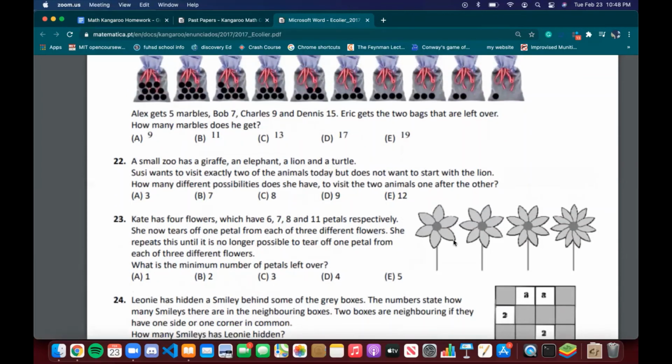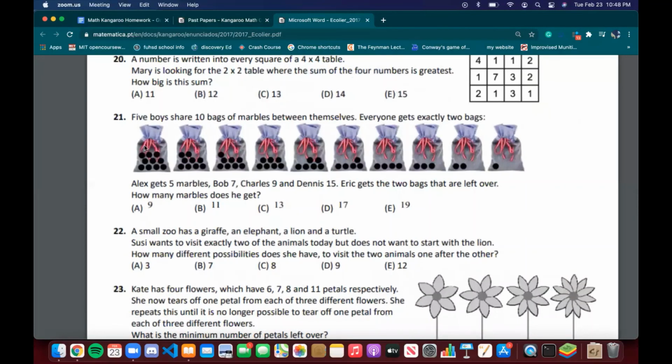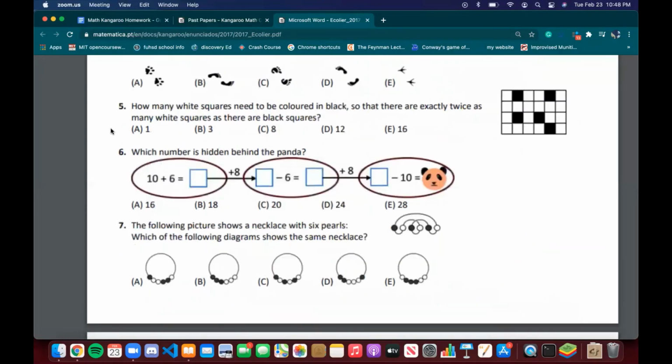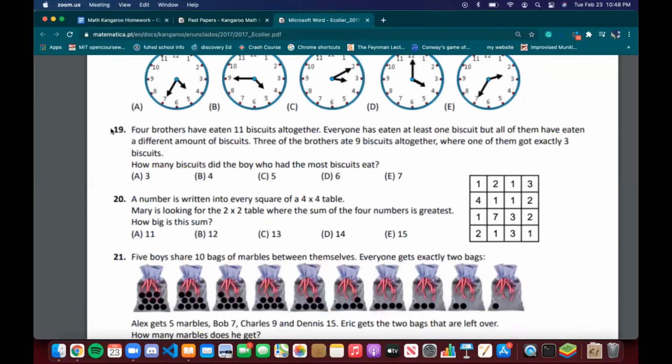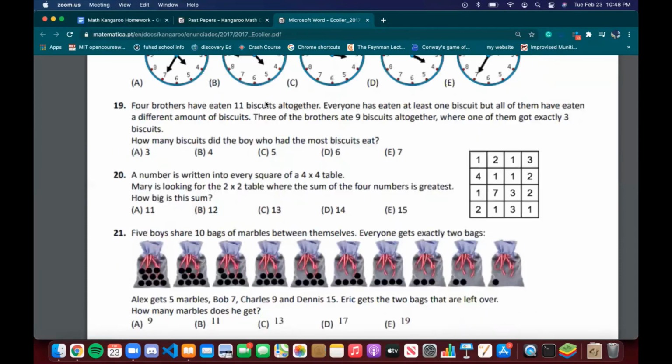22 is similar to 23. Write out all the combinations and do not forget anything. 21, always look for ways to cut corners and save time because you have a lot of questions to do and you don't want to waste time on things that you actually can skip.